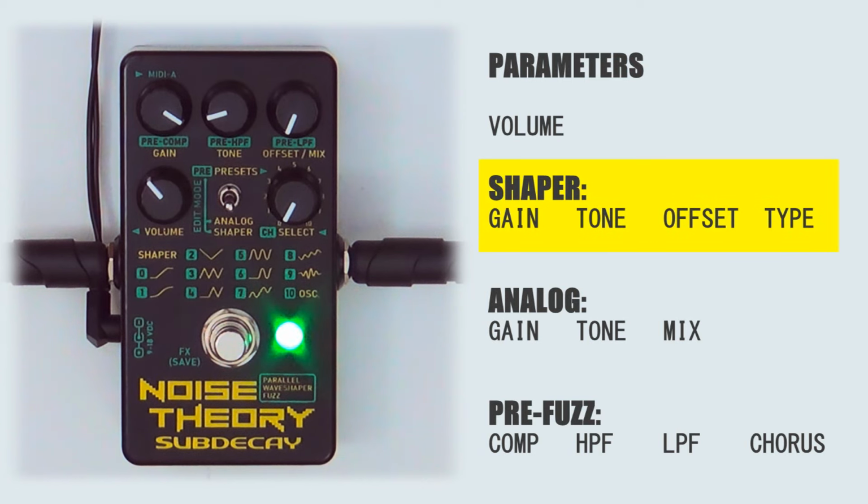Set to shaper, these wave shaper controls are accessible: gain, tone, offset, and fuzz type. Set to analog, control the analog fuzz parameters: gain, tone, and mix.